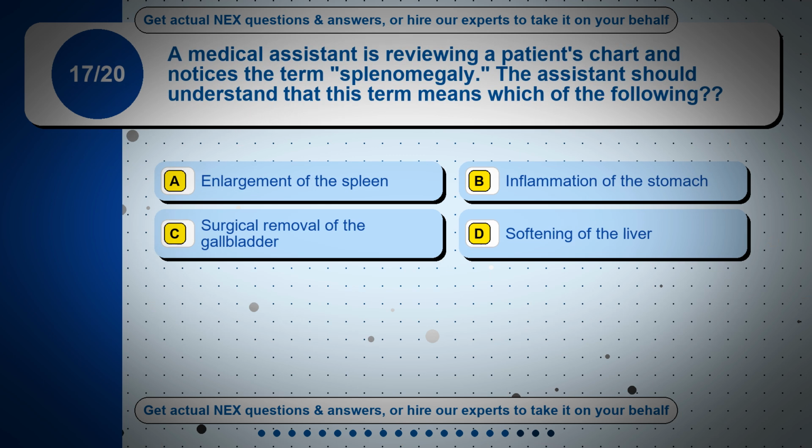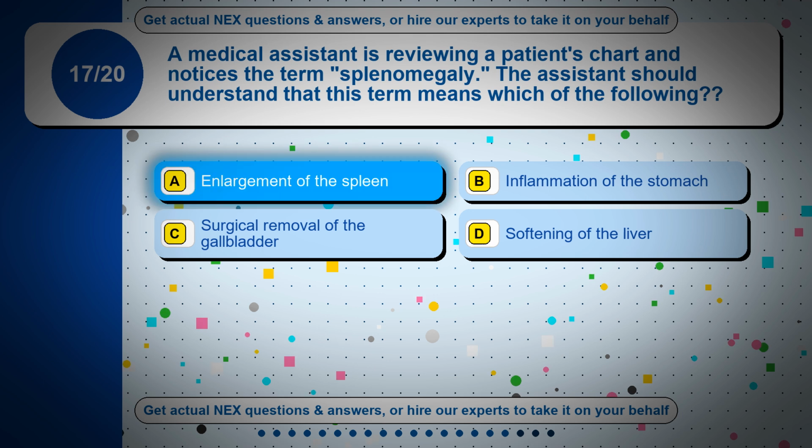Question 17. A medical assistant is reviewing a patient's chart and notices the term splenomegaly. The assistant should understand that this term means which of the following? Option A, enlargement of the spleen. Option B, inflammation of the stomach. Option C, surgical removal of the gallbladder. Option D, softening of the liver. The correct answer is option A.